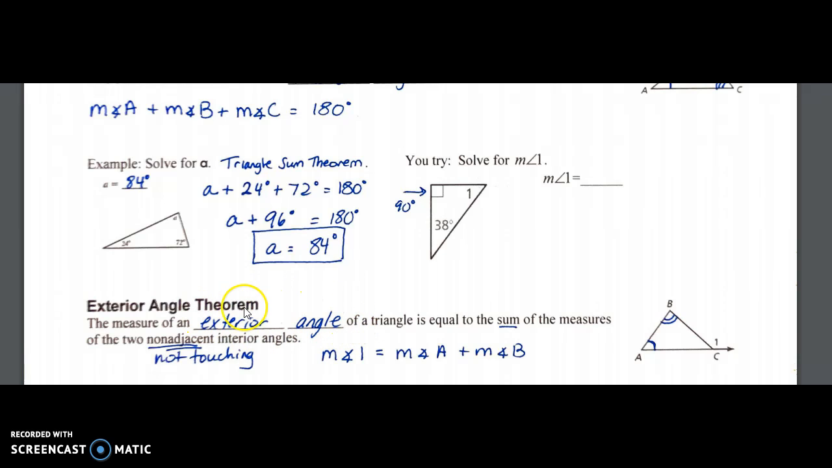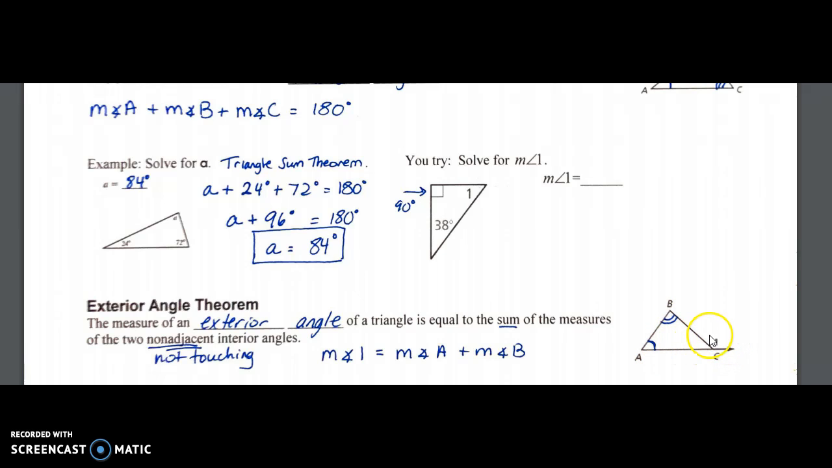They're saying that the measurement of the exterior angle is equal to the sum. That means we're adding the measures of the two non-adjacent interior angles. Non-adjacent means not touching. So we add the two interior angles that are not touching the exterior angle. So look over here. Here's angle 1. Angle 1 is an exterior angle. You know that because it's outside of the triangle here.